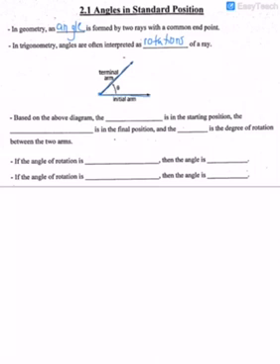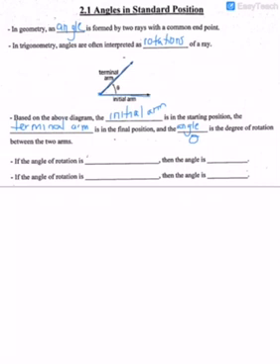In this diagram, the initial arm is the starting position, and the terminal arm is the end position. And the angle, which we use the symbol theta, so it's like a little circle with a hat on top, is the degree of rotation between the two arms. So the angle is the degrees we're talking about.